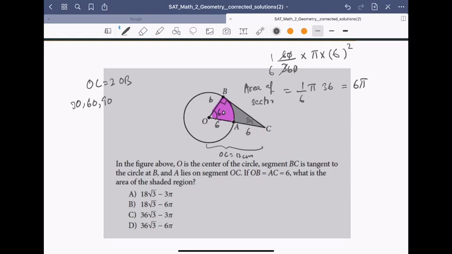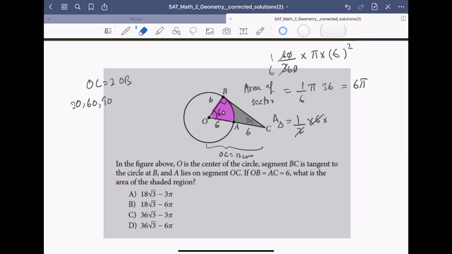So the area of a 30, 60, 90 triangle is pretty easy to compute. It's just half times base, which is 6, times height, which is the height is just 12. So this just becomes... oh no, am I doing something wrong? Yes, I am doing something wrong. This is not OC, it is not the height of the triangle.